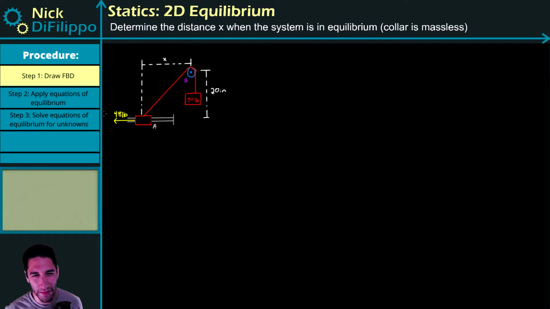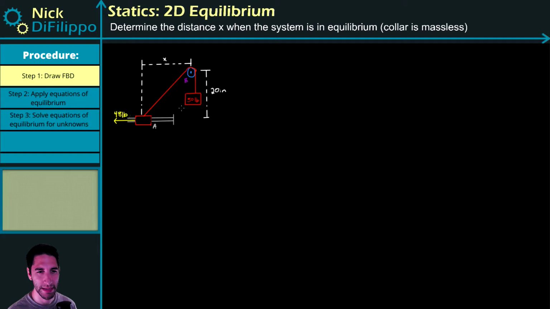This is a little different than some of the other problems I've done, where most of the time I've been given these distances and I'm solving for what the actual magnitude of the force is, but we're going to follow the exact same procedure. We're going to draw a free body diagram, we're going to apply the equations of equilibrium, and then we're going to solve the equations of equilibrium for x. We're going to have an intermediate variable that we can then use to solve for x.